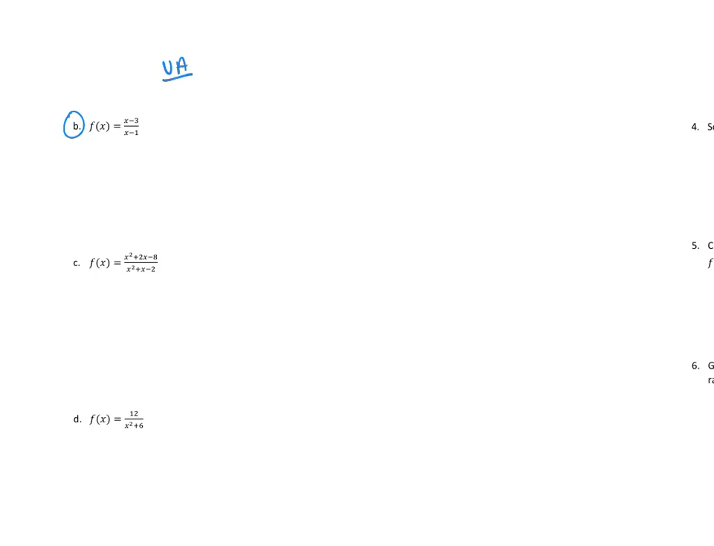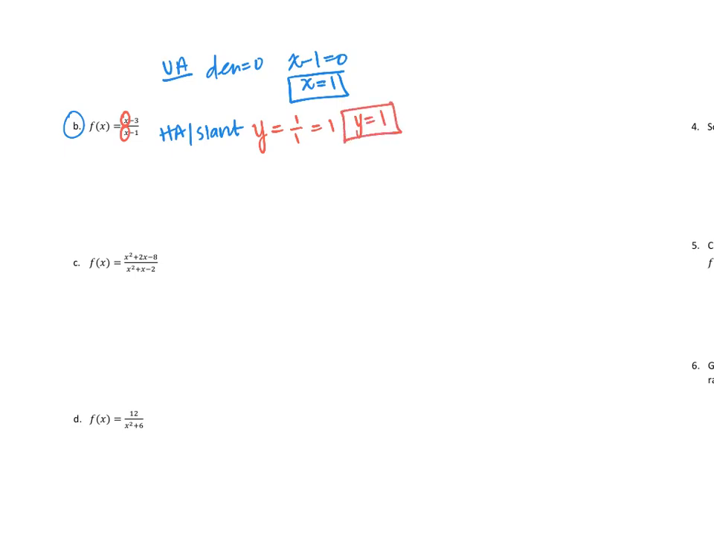Those happen when we set the denominator equal to 0. So we're looking at x minus 1 equal to 0. So we get x is equal to 1. So we have one vertical asymptote. The horizontal asymptote, or slant, has to do with the degrees. So here we have that our degrees are matching each other. So our leading coefficients are just 1. So we're going to have 1 over 1. So it's just 1. So y equals 1 is our horizontal.